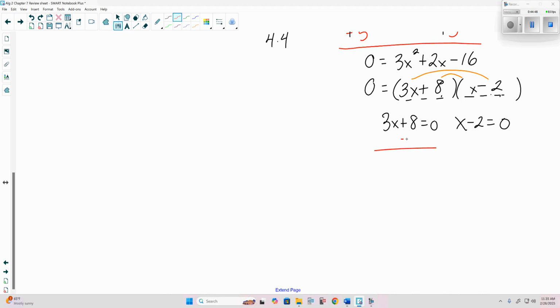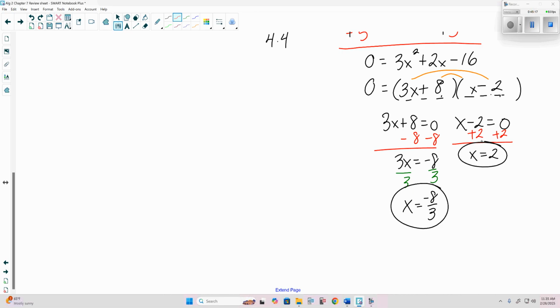Now, for our 3x plus 8, we can subtract 8 from both sides, telling us 3x equals negative 8. Divide by 3, telling us x is equal to negative 8 thirds. Our x minus 2, we would add 2, telling us x is equal to 2. Now, since x equals 2 is one of our restrictions, we cross it out, leaving us with negative 8 over 3.